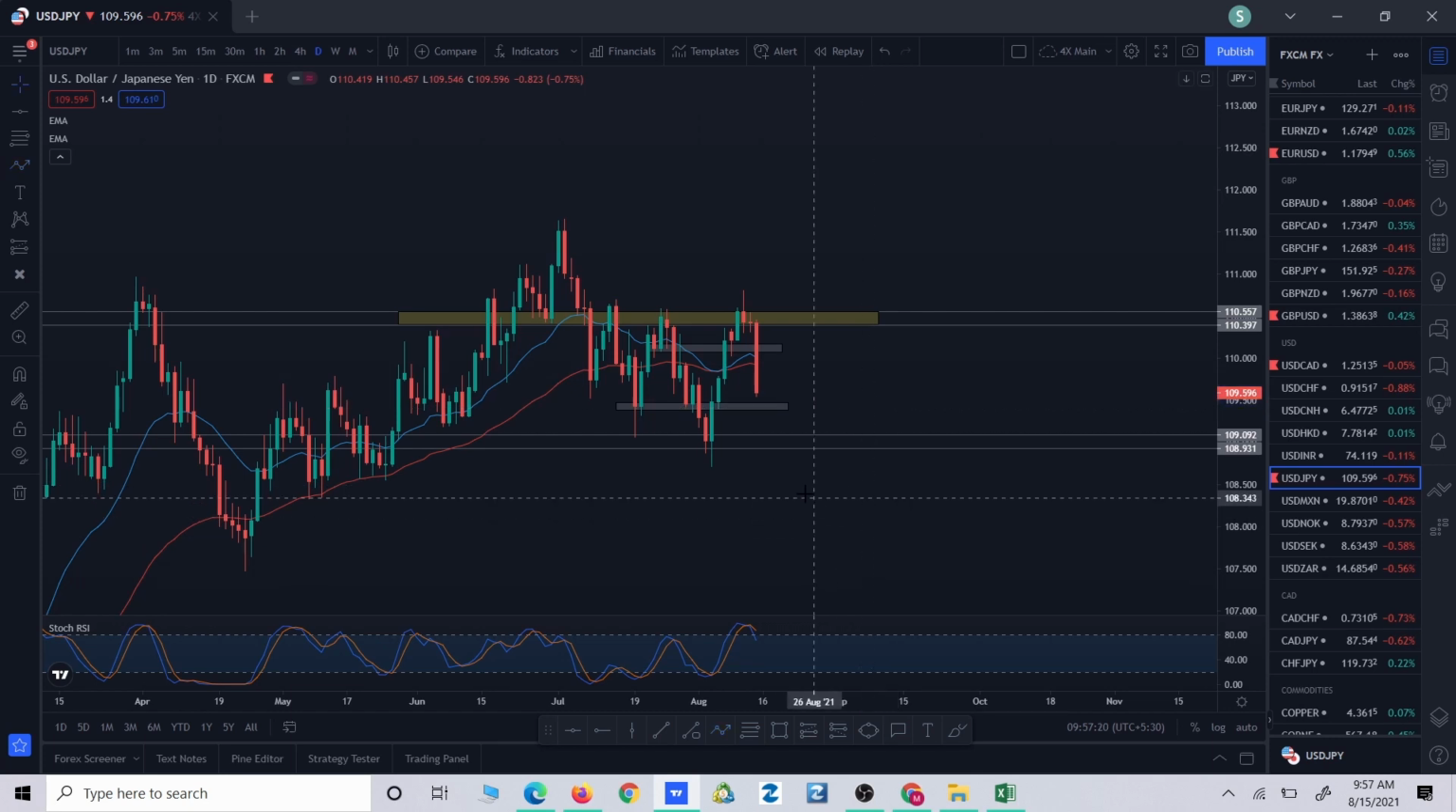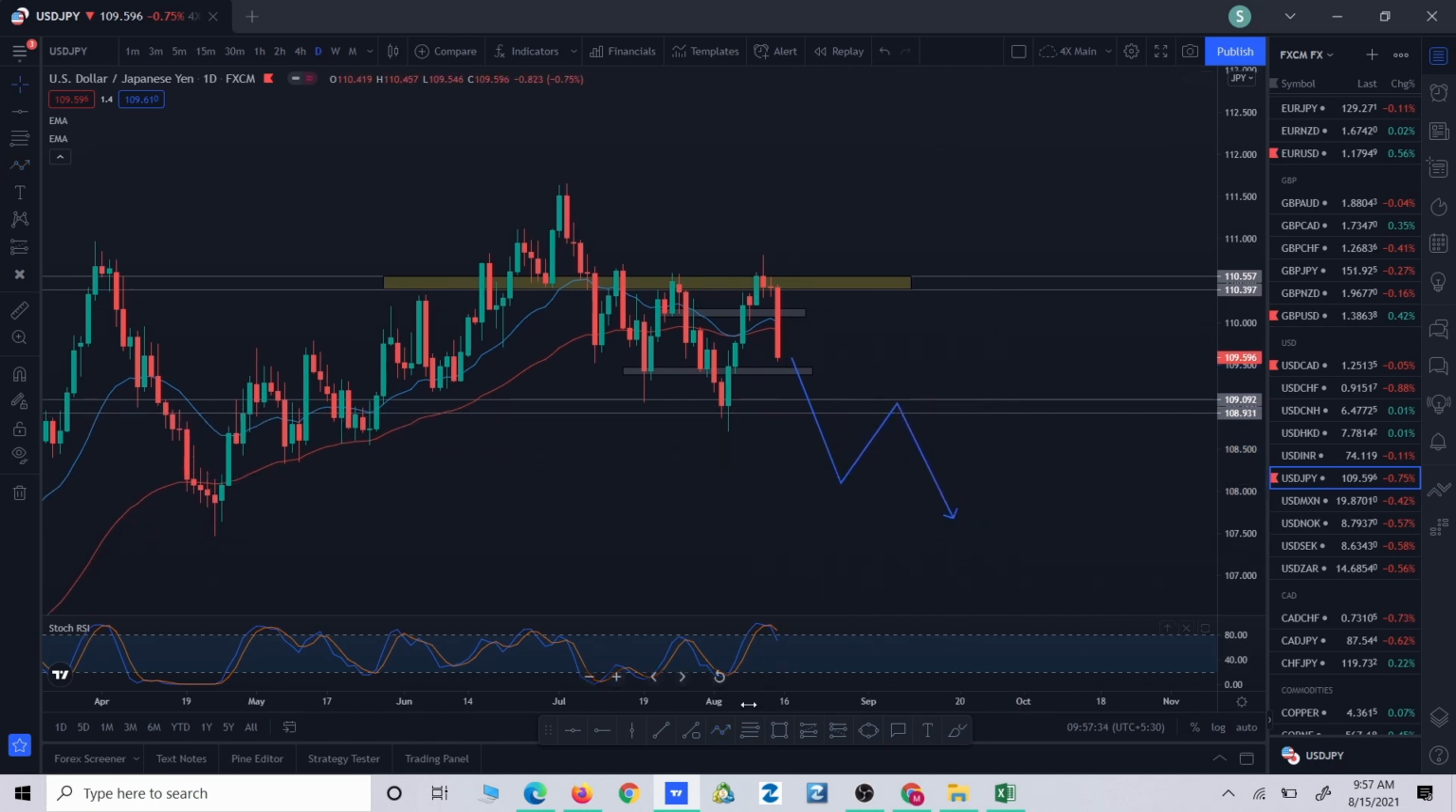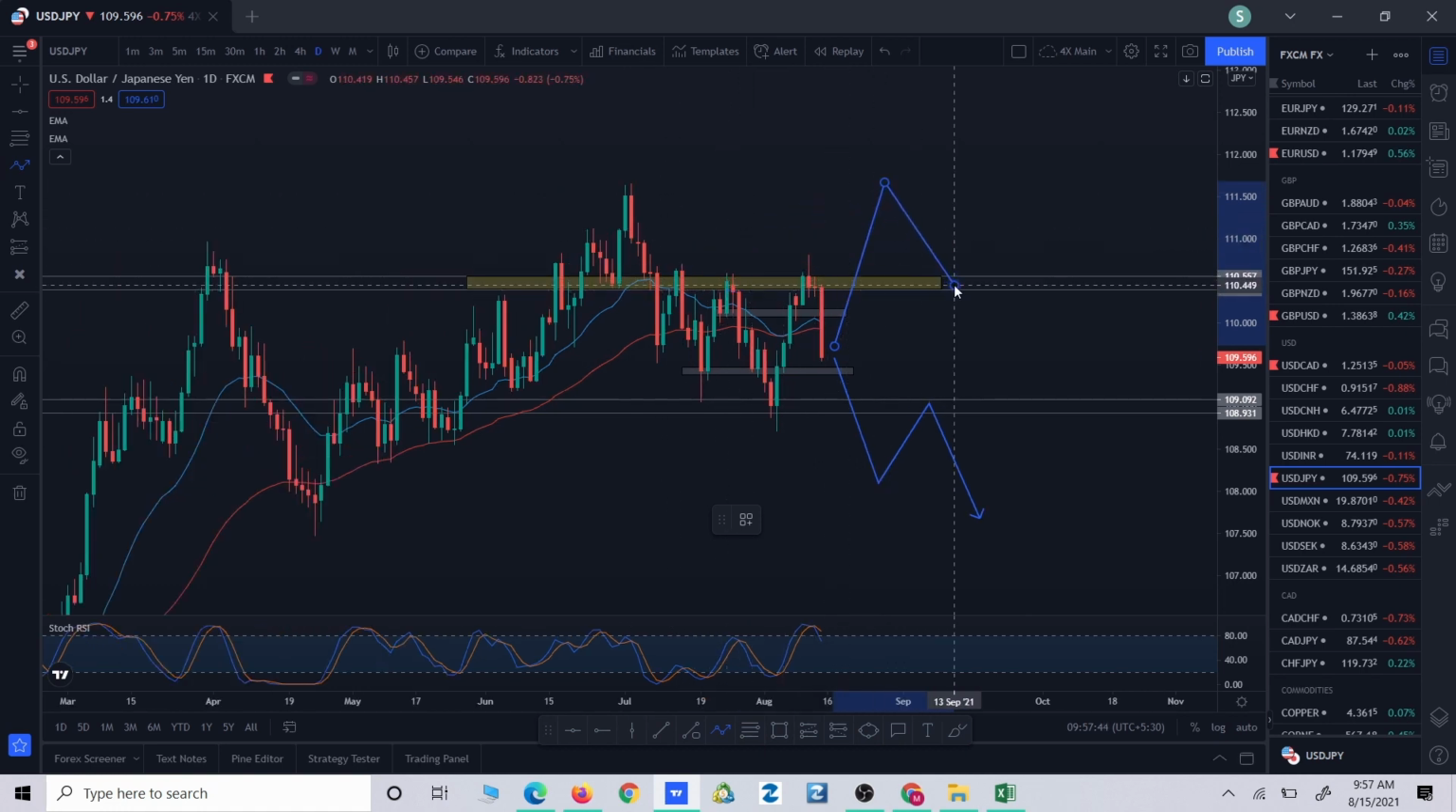In terms of setups, I would say if the price keeps falling down, then we are going to wait for a break below this low, and then a pullback into the broken zone to go short. That's going to be the first setup. The second setup is if the price keeps rising higher, then we are going to wait for a break of all these highs and then a pullback into the broken zone to go long.